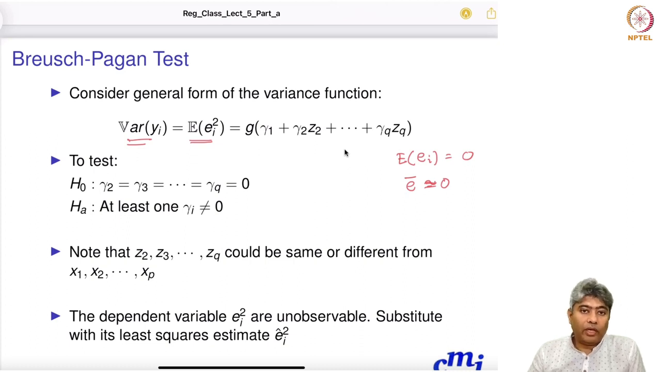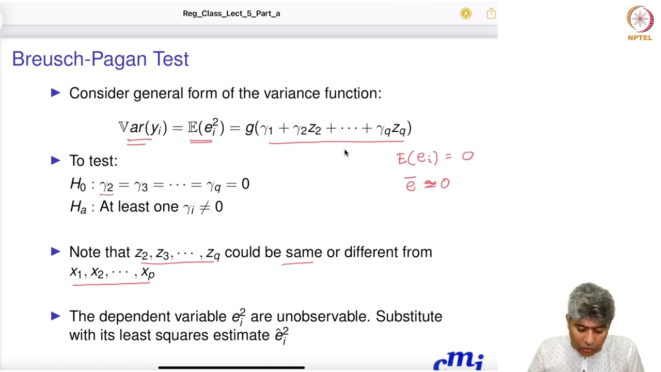Now, what we are thinking here is to show that E[e_i^2], the expected value of the squared residual, is some function of z1, z2, ..., zq. What are the z's? Z1, Z2, Z3, these could be the same as or different from x1, x2, ..., xp, or some functional form of x1, x2, ..., xp, but they are some predictors.